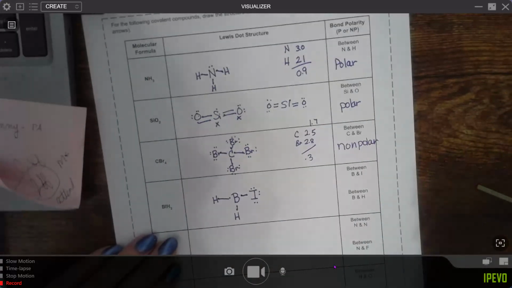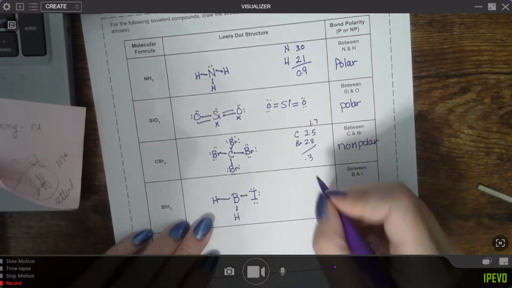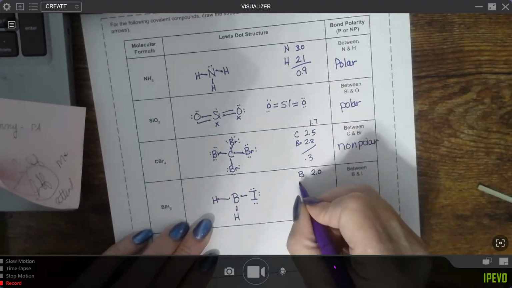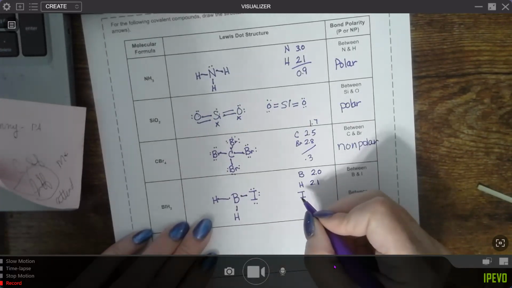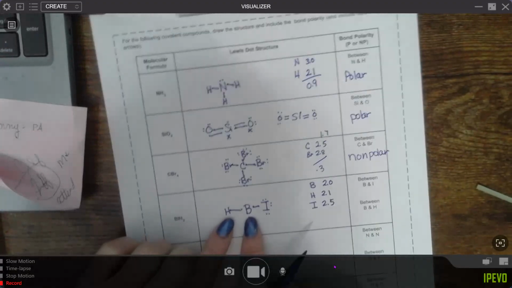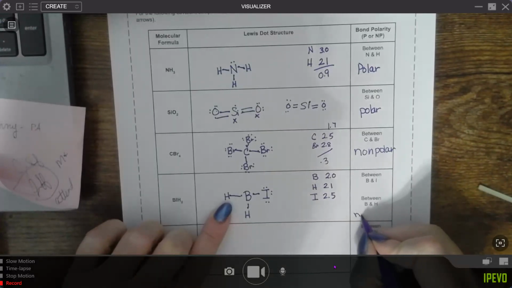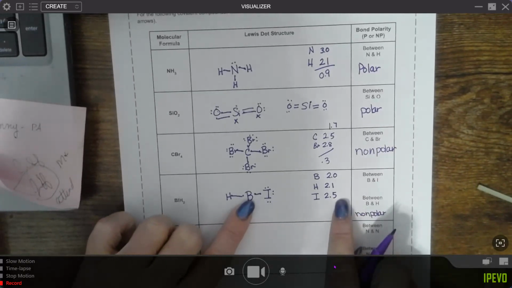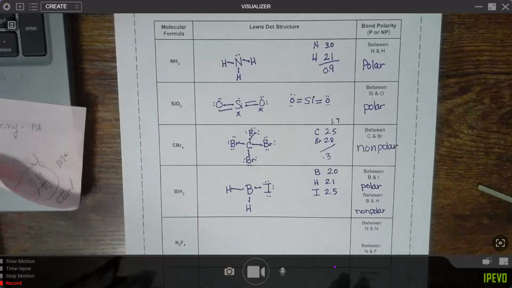All right. So now we've got 2 different bonds to look at here. We've got the boron-hydrogen bond. So boron is 2.0. Hydrogen is 2.1. And iodine is 2.5. All right, so that means the boron-hydrogen bond would be 0.1. So that would be nonpolar. And the boron-iodine would be 0.5, which would make it just a little bit polar. All right.